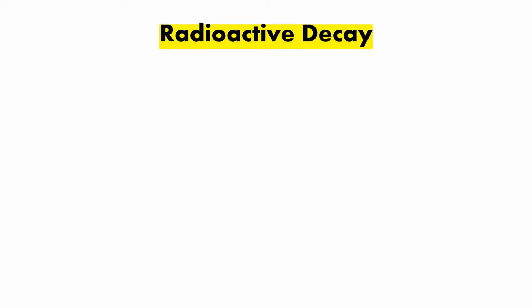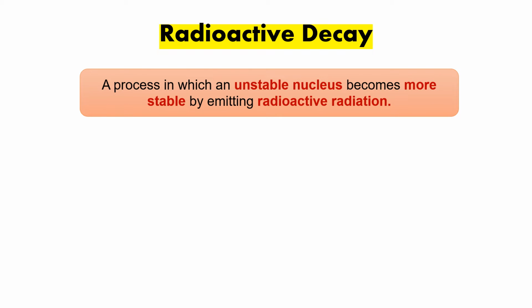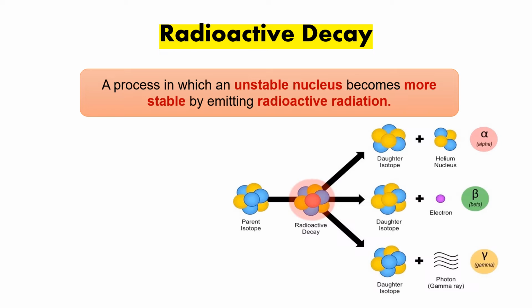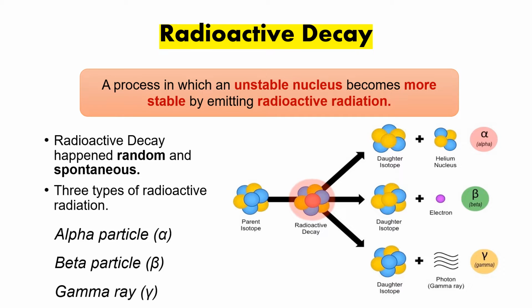So, what is radioactive decay? Radioactive decay is a process in which an unstable nucleus becomes more stable by emitting radioactive radiation. Let's take a look at this diagram. This diagram shows the radioactive decay. Radioactive decay happens randomly and spontaneously, which means this process cannot be controlled and we can't predict what radiation it will emit. There are three types of radioactive radiation, which are alpha particle, beta particle, and gamma ray.